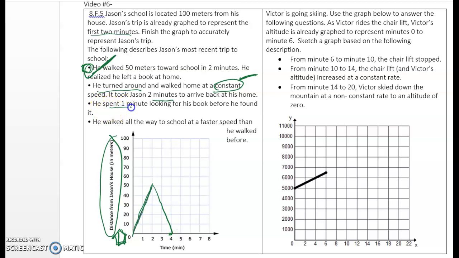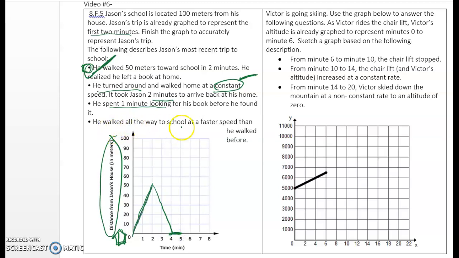He spent 1 minute looking for his book. This means he's at home. He's not increasing or decreasing his distance at this time. So from minute 4 to 5, I'm showing that he has a straight line, a zero slope down there.